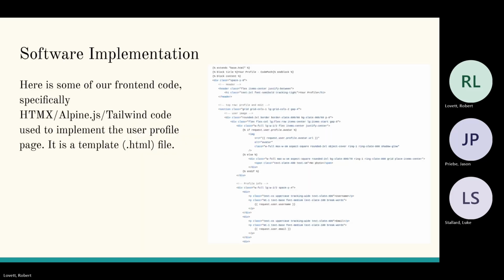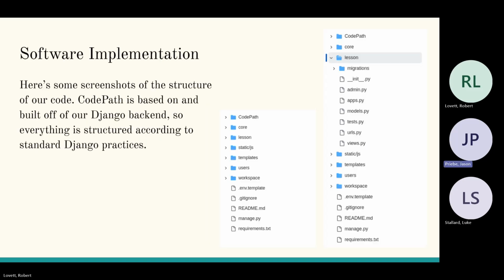And here's some of our code for our front end. Specifically, we're seeing some HTMX, Alpine.js, and Tailwind code. This is a template on CodePath. And finally, let's take a look at some of the structure for CodePath. CodePath is built on and based off of our Django backend. The core structure of our repository is structured according to standard Django practices with things like apps.py, models.py, etc.